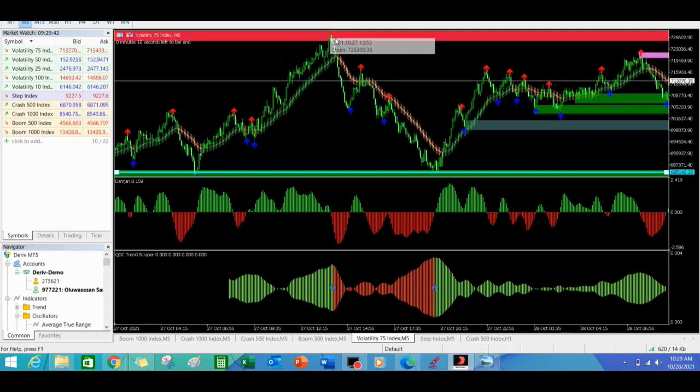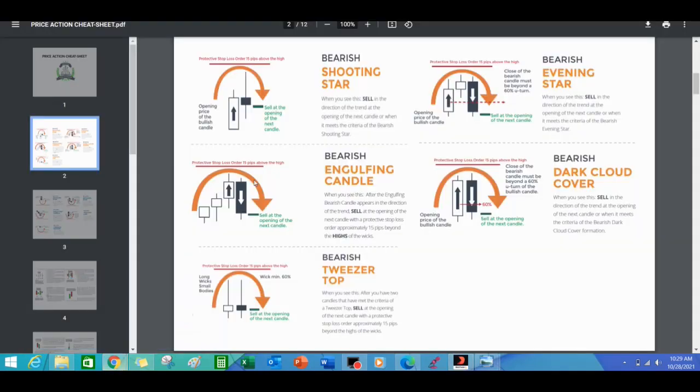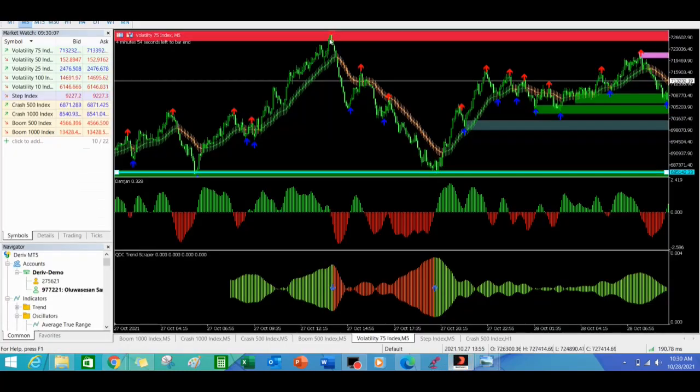Here is a resistance region. Here is a particular one. I don't know if you can see it very well, it is the bearish engulfing candle. You can see the bullish candle and the bearish candle, with the body of the bearish candle longer than that of the bullish candle. Let's go back to the chart. You can see the bullish candle right here, then the bearish candle is longer than the bullish candle. So that is how it works.